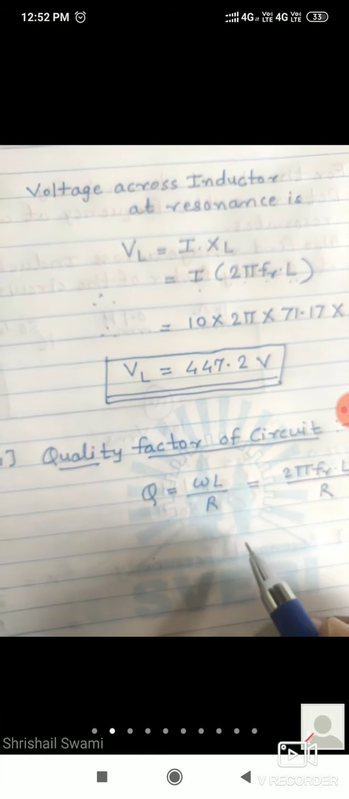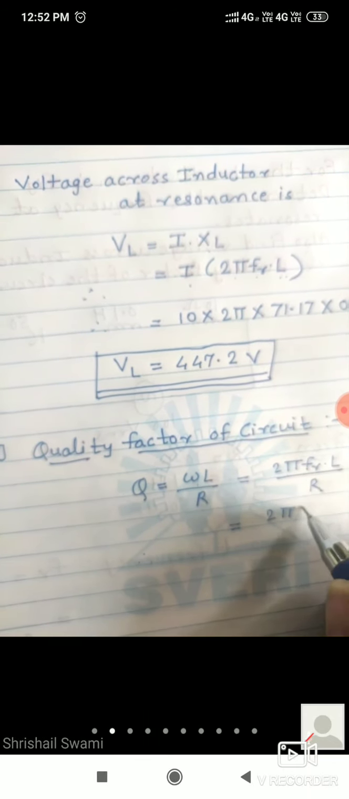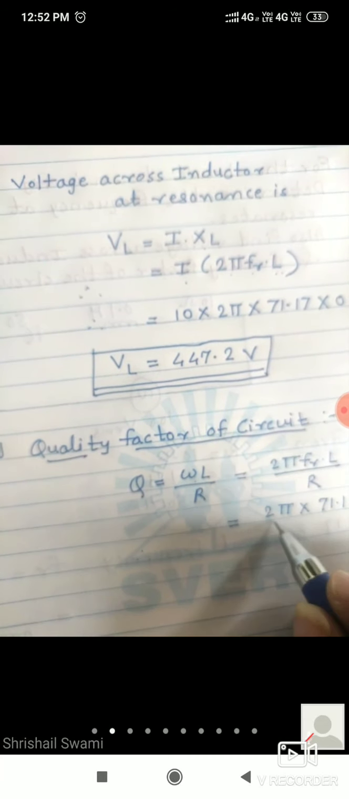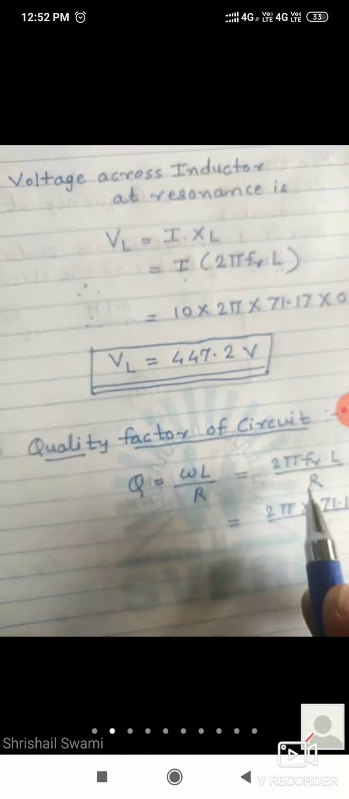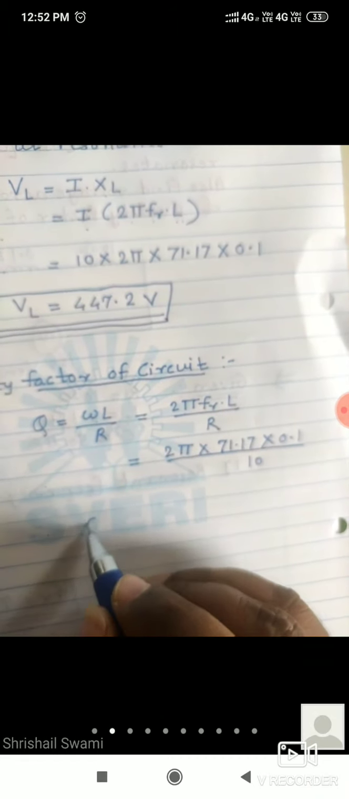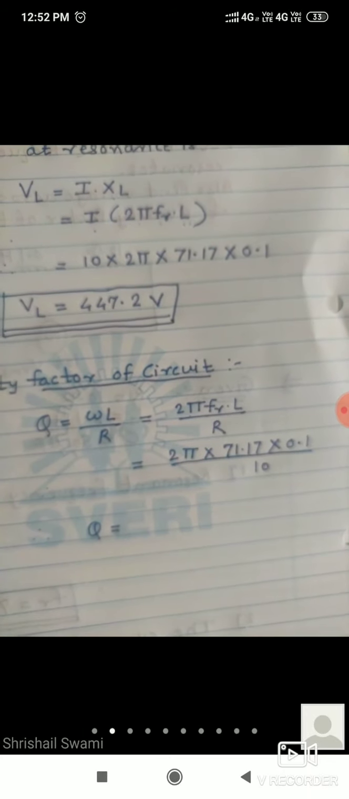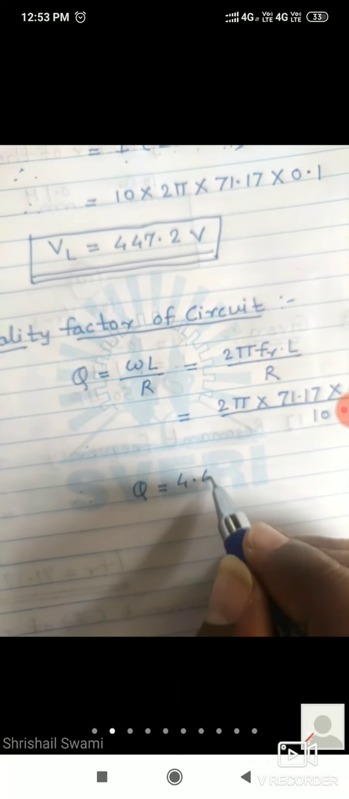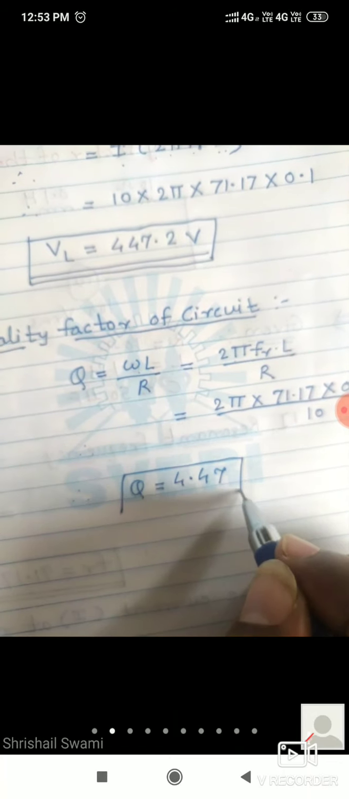So put the values now. 2 pi, okay, FR value is 71.17, into L is 0.1, divided by 10. R is 10. So find out the Q value. What is Q? 4 point? Yes, very good. 4.47 is the correct answer.